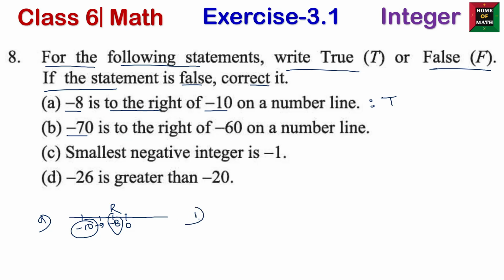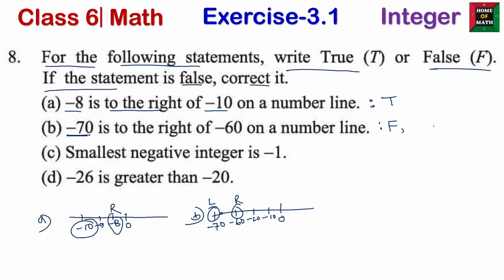Let's think. This is our straight line. This is 0. This is minus 10. This is minus 20. Suppose this is minus 60 and then it will become minus 70. So which one is on the right side? Is minus 70 to the right of minus 60? No, minus 60 is on the right, minus 70 is on the left. Therefore the answer is false.